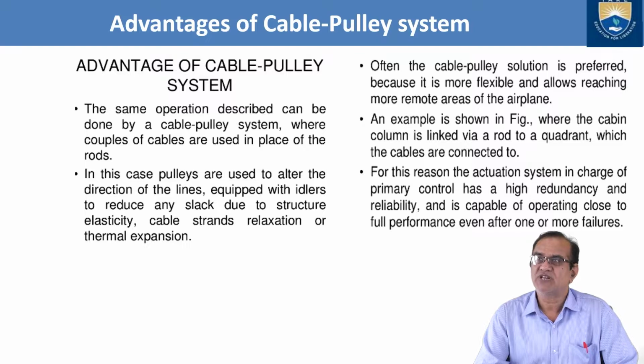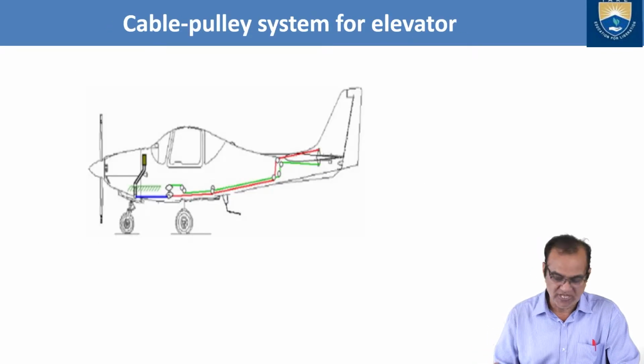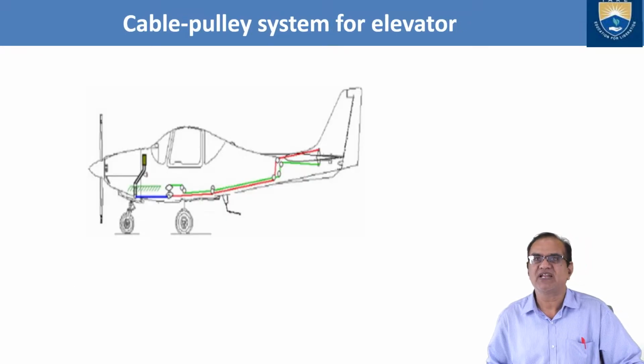Often the cable pulley solution is preferred because it is more flexible and allows reaching more remote areas of the airplane. The example is shown in the figure where the cabin column is linked via rod to a quadrant to which the cables are connected. For this reason, the actuation system in charge of the primary control has high redundancy and reliability and is capable of operating close to full performance even after one or more failures. You can see here how these things are working.